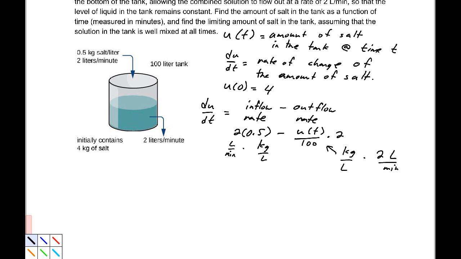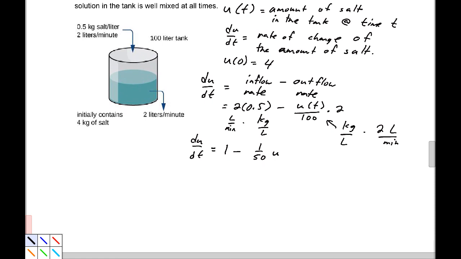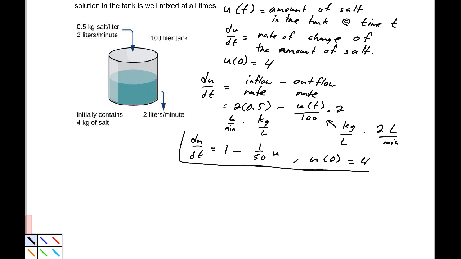Okay, well, if we determine what that is, then du dt is in fact 1 minus u of t over 50, reducing that. So let's just say 1 minus 1/50th u of t, and in fact we might just want to drop the of t. We know it's a function. Now we have this along with the fact that u of 0, the initial amount, is 4. So this is an initial value problem that we're going to solve.